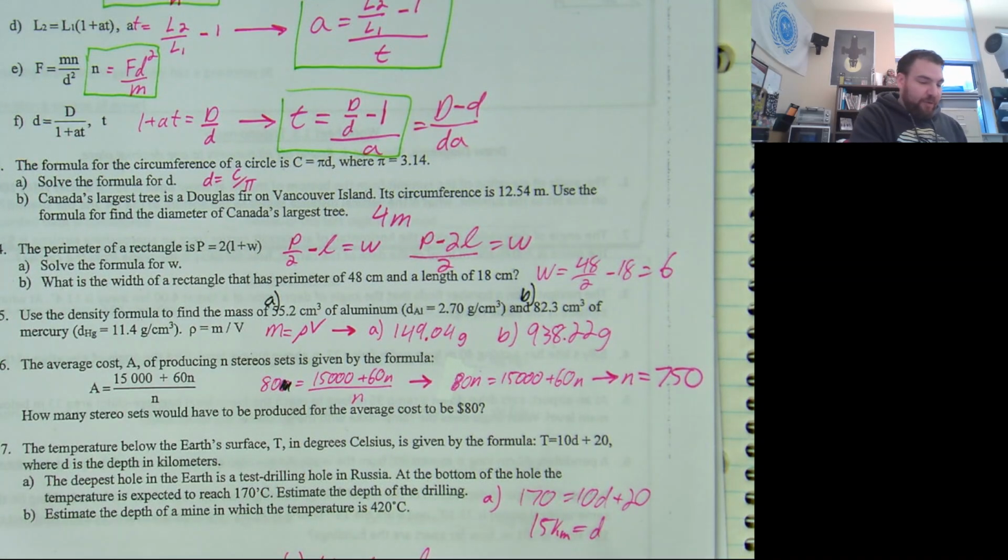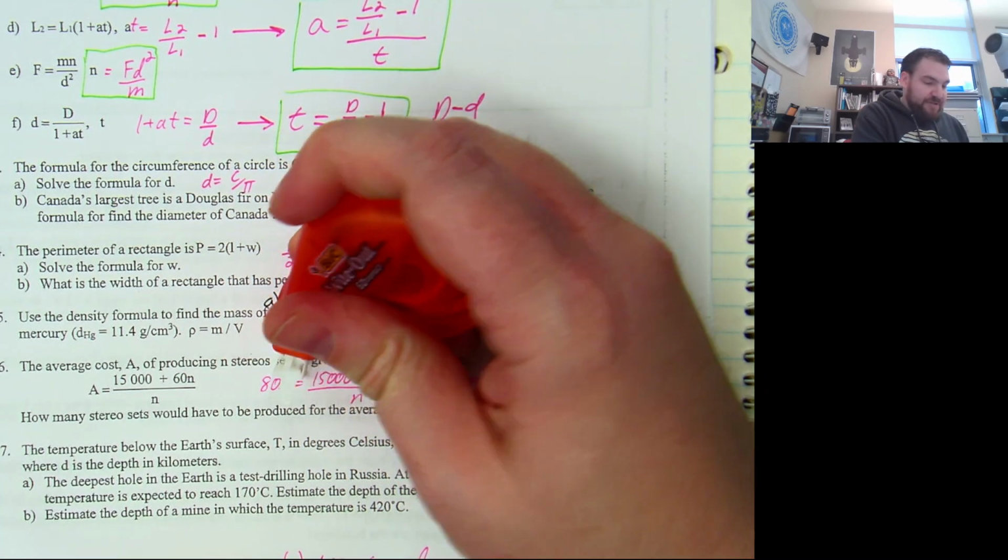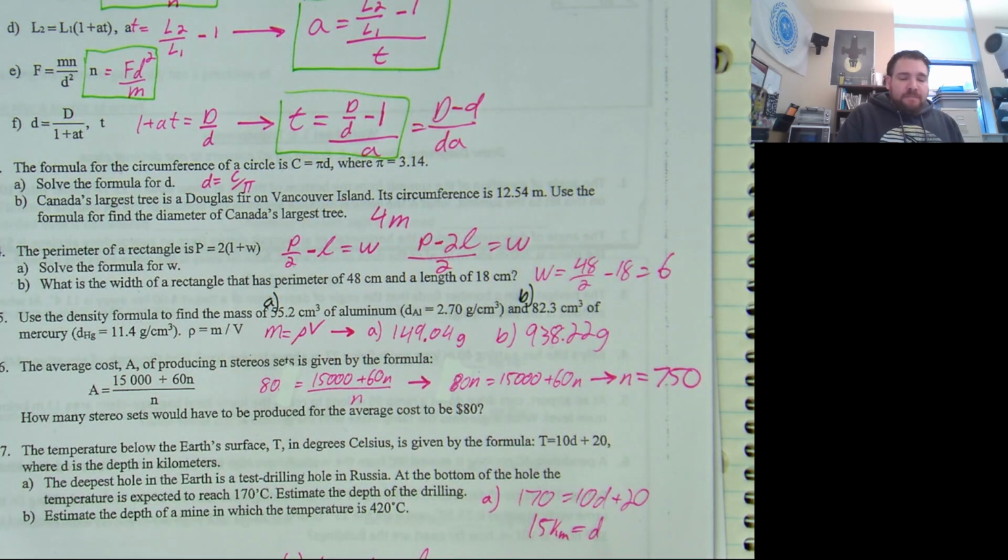If you're actually looking at all my work, it would have been confusing because I had the wrong number here to start. It should be 8,900.